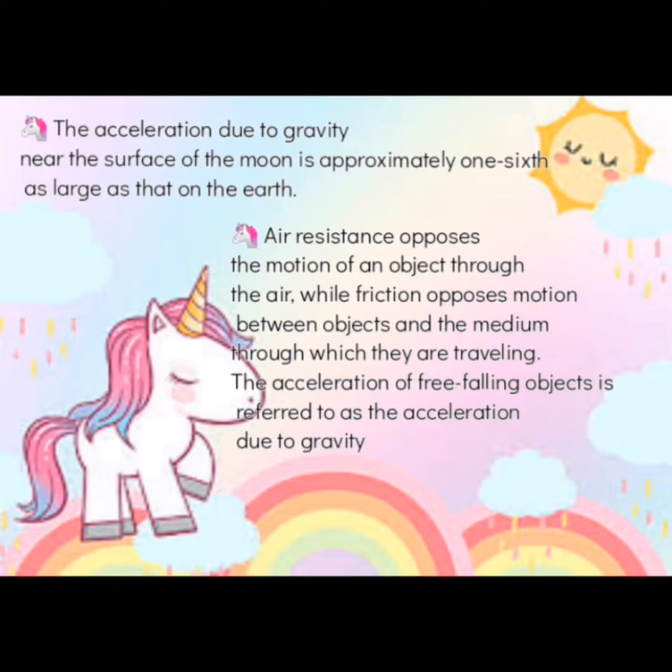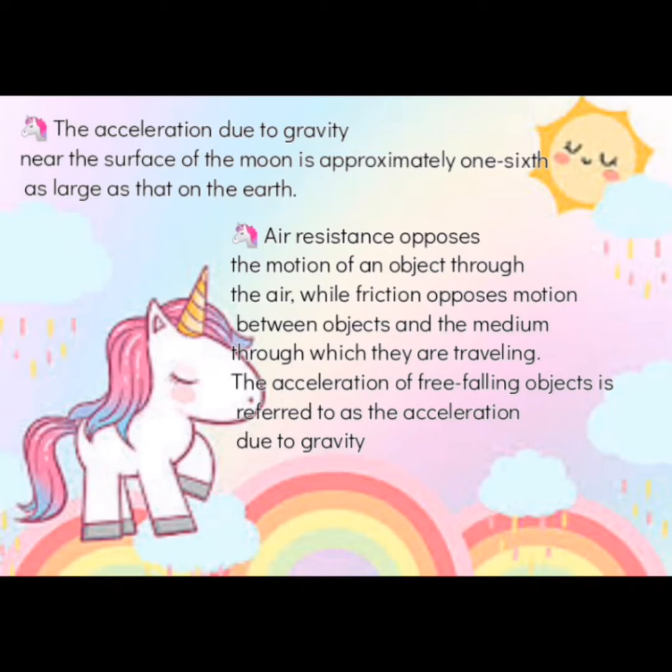Air resistance opposes the motion of an object through the air, while friction opposes motion between objects and the medium through which they are traveling. The acceleration of free-falling objects is referred to as the acceleration due to gravity.